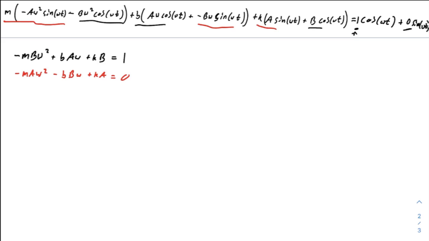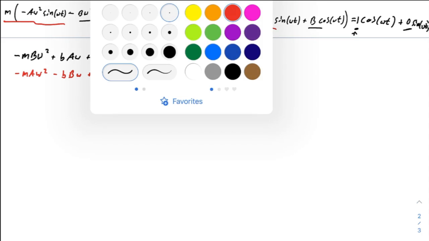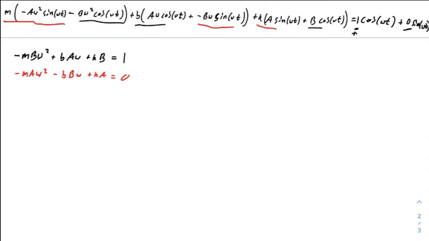Okay? So now we ask ourselves what are the variables we're trying to solve for here. The variables that we're trying to solve for are our a's and our b's, right? Because we're going to be given an omega from our problem, right? They're going to be telling us, okay, you're forcing it at this frequency, like 1 hertz or something like that. So we're going to be given an omega.